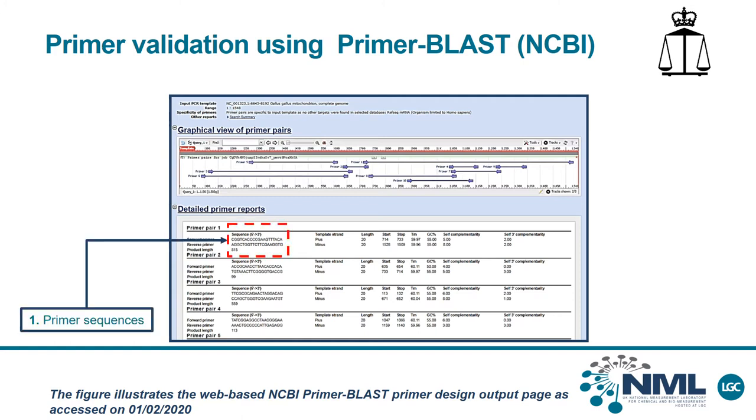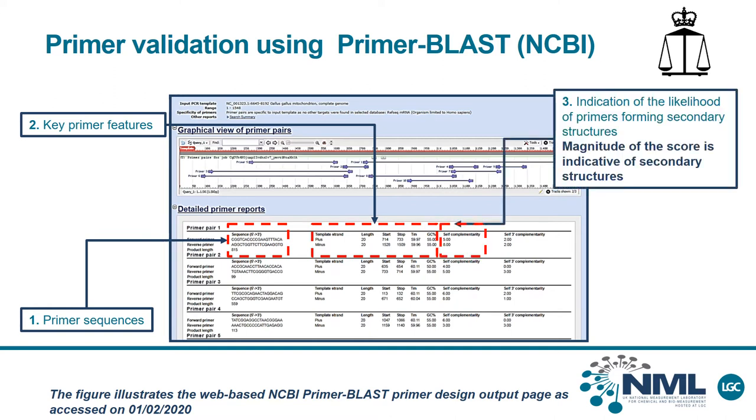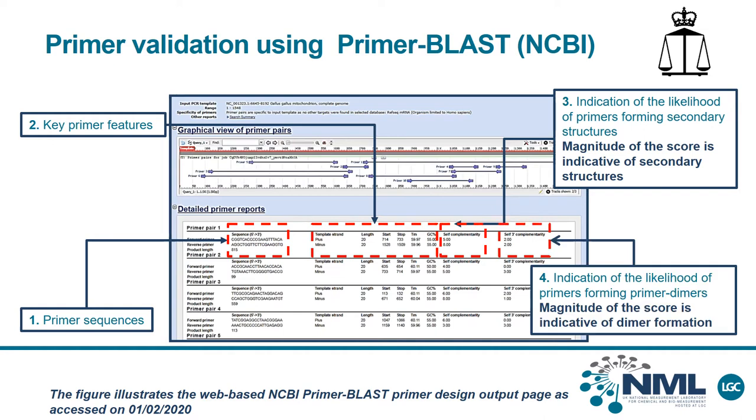Box 1 indicates the location of the primers in the target sequence. Box 2 lists the sequence characteristics of each primer. Box 3 gives an indication of the likelihood that primers will form secondary structures. Box 4 provides an indication of the likelihood that primers will form primer dimers. Using the information provided from the output of the application, the likely primer and probe performance can be determined.